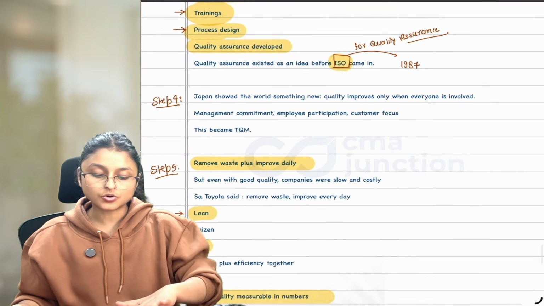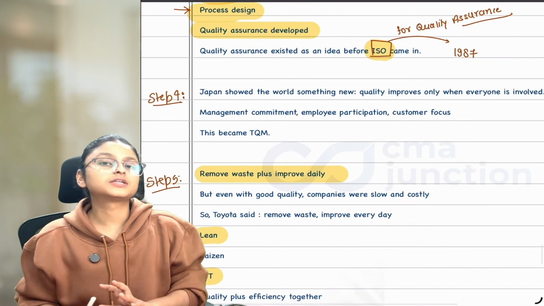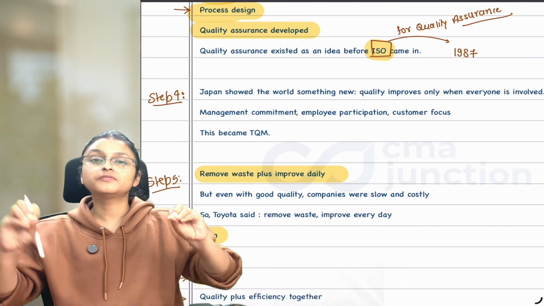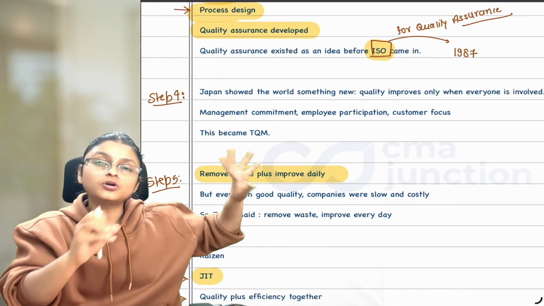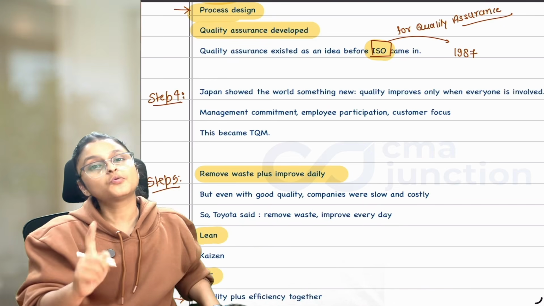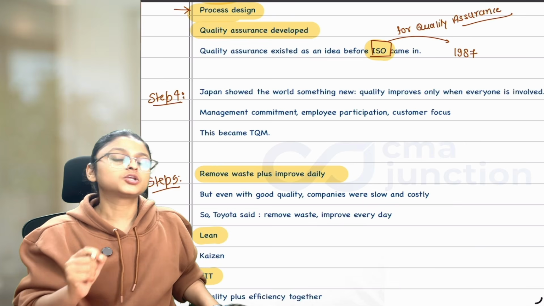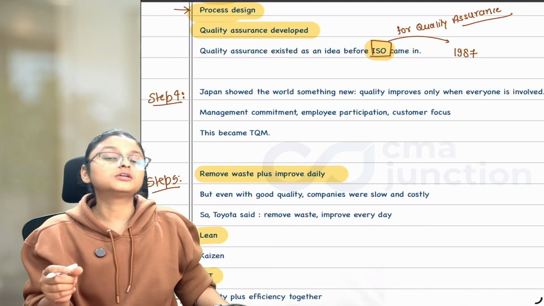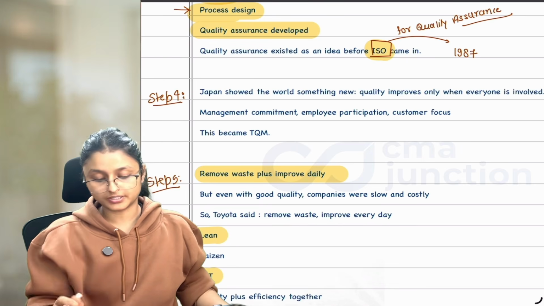So Japan showed the world something new, that quality improves only when everyone is involved. After World War II, Japan rebuilt their economy by focusing mainly on quality, and they showed the whole world that if you want to improve the quality of your product, you need to involve everyone in your organization. It is not a task of a particular team. Everyone in the organization should be involved to improve the quality.